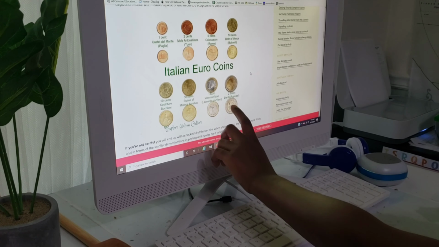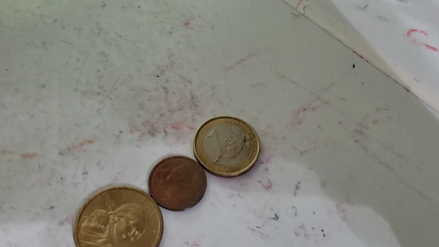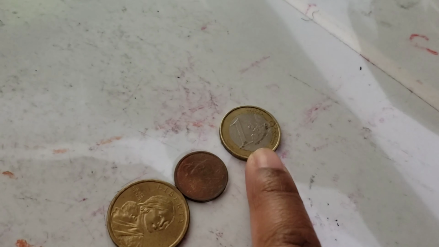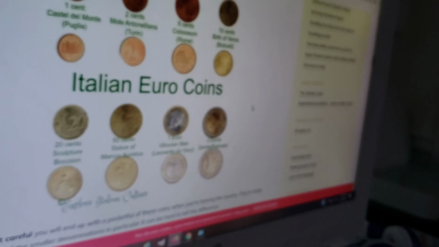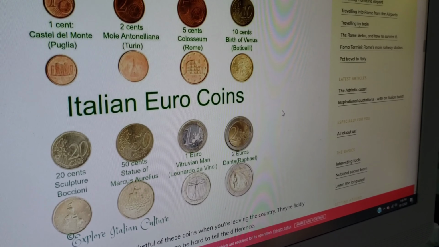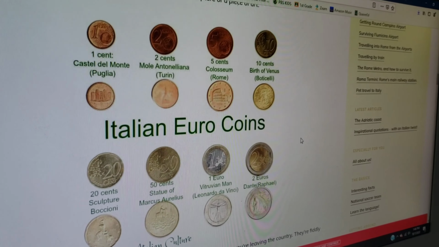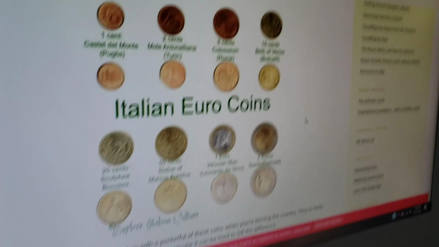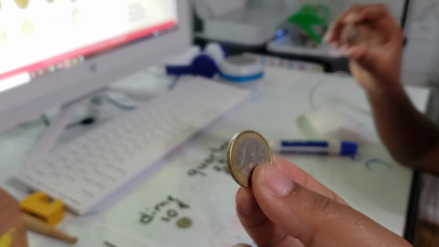I mean on the table, silly. Okay, so I do see this one right here. It has an eagle. You see this one right here with a one? According to this, this is an Italian euro with a Vitruvian man on it. All right, so this is worth 1 euro. Oh, and this is 2 euros. Okay, so this is a lot of money right here.